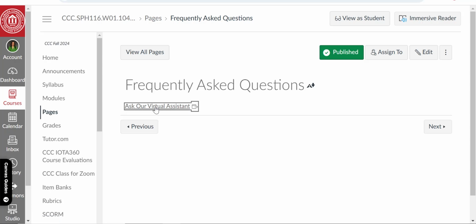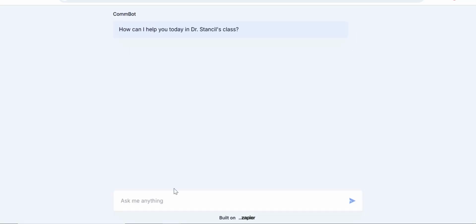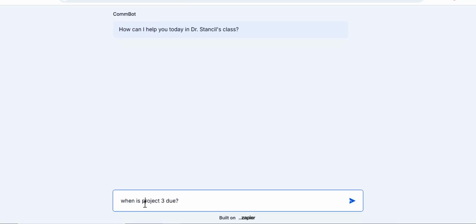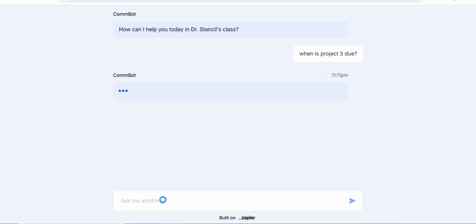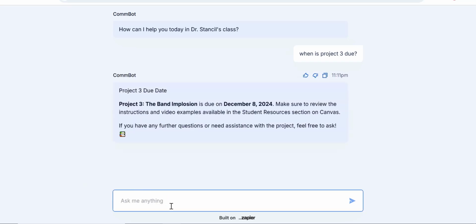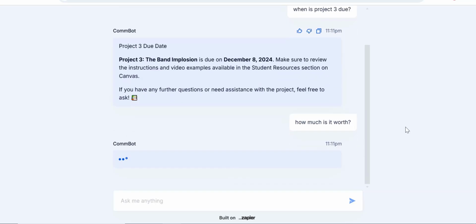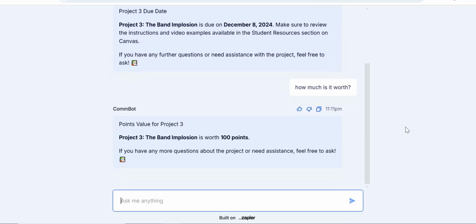And last but not least, a customized chatbot is available to assist you throughout the course. Whether you have questions about assignments, due dates, or course materials, the chatbot provides instant support, guiding you to the answers you need, right within the Canvas LMS.